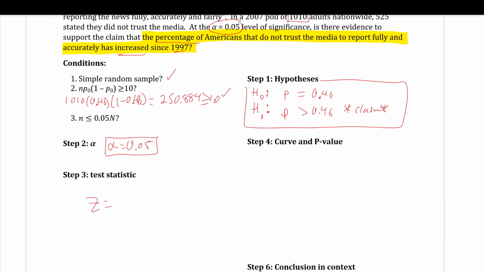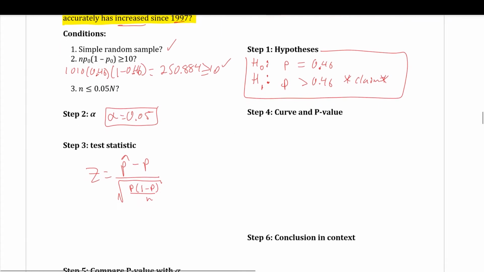Okay, back to the z-score here. The formula here is p hat minus p0 over the square root of p0 times 1 minus p0 over n. So let's go ahead and catalog what we know, or what we need. Well, we need to know what p hat is. P hat is x over n. That's our sample proportion. So that means we need to know what x and n are.